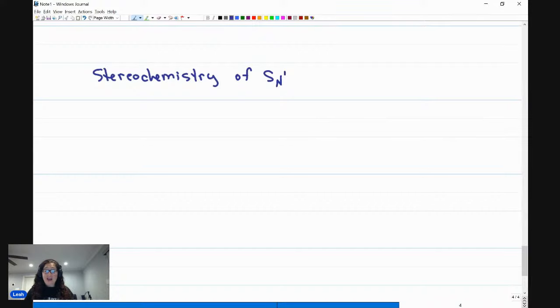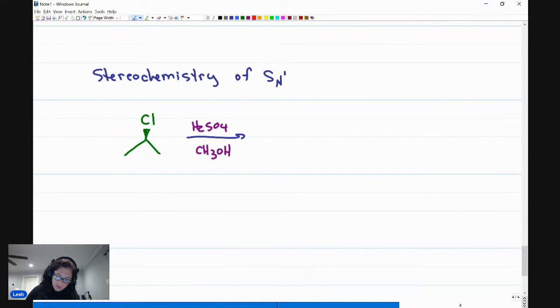Well, first we have to ask, will there be stereochemistry? For example, if I have a molecule that looks like this, with a chlorine as my leaving group, and I reacted in a solution of H2SO4 and CH3OH, methanol. In this case, the mechanism is going to work exactly as we showed before. Chlorine will leave. I get a carbocation intermediate. That carbocation is going to look like this right here.